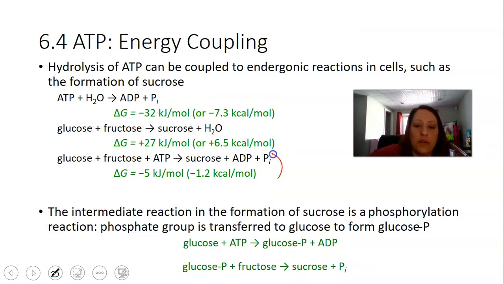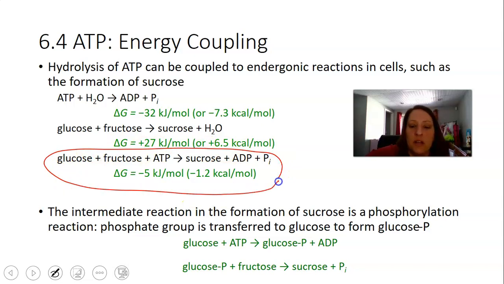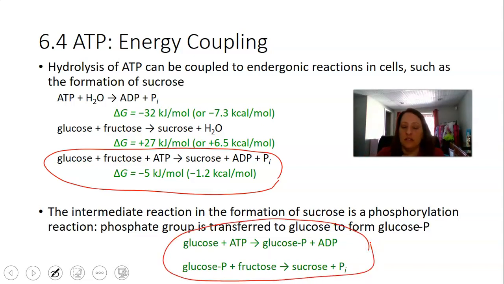So oftentimes we'll write formulas like this, really simplified, but in actuality there's multiple steps. It's a pathway. So really it's this. But we write it like this to show a summary of that reaction. But really there are steps. First, a phosphate comes off of ATP and gets added to glucose. And then the phosphate comes off and fructose gets added. And we end up with sucrose. So again, that's called energy coupling, using the energy released from one reaction to drive an uphill reaction.